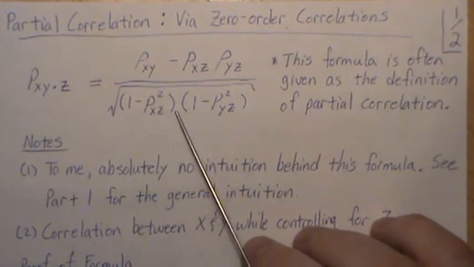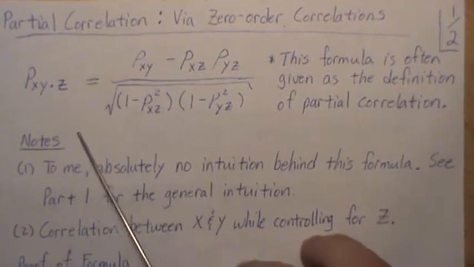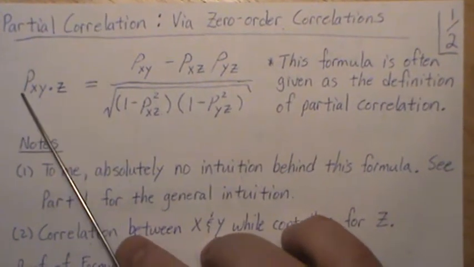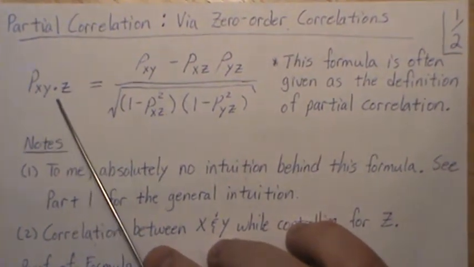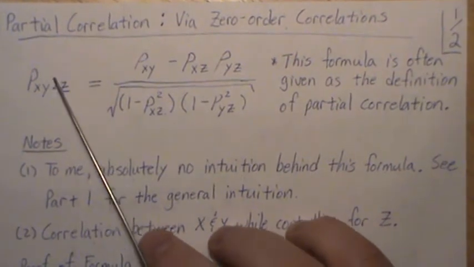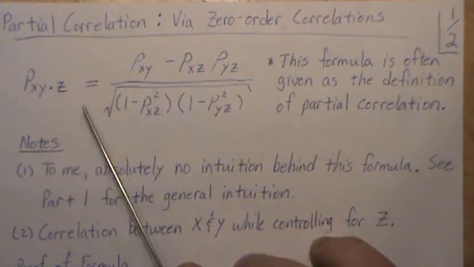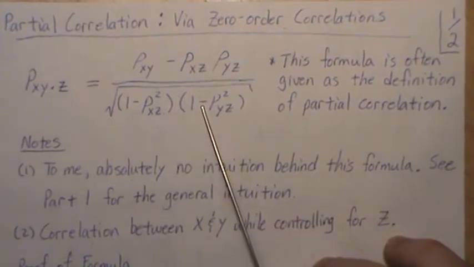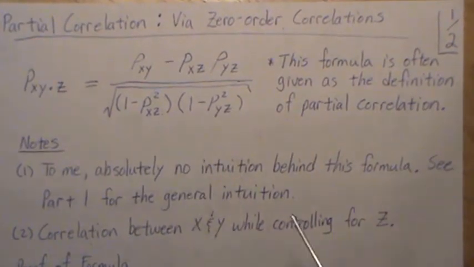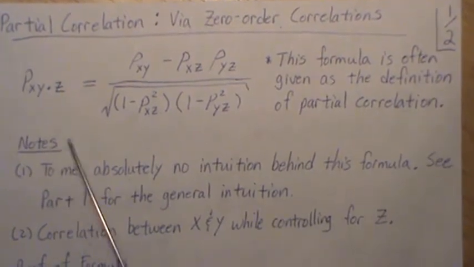And we're going to develop and prove a formula that takes the partial correlation, say partial correlation of x and y, controlling for z, but expresses it in terms of zero order correlations between the three variables of interest.